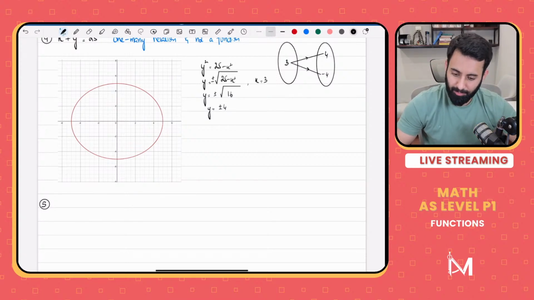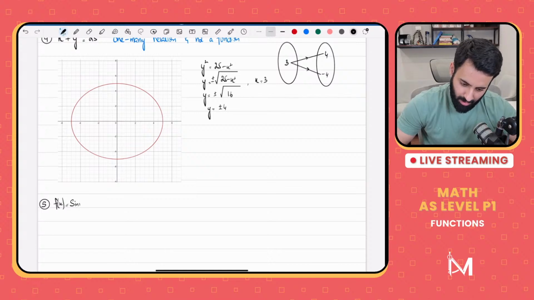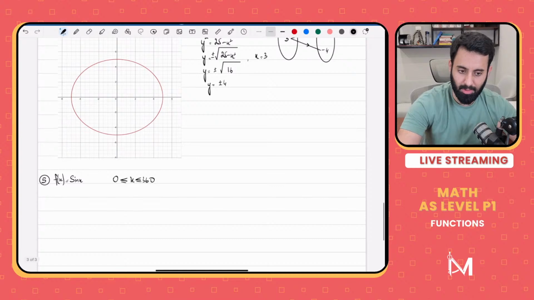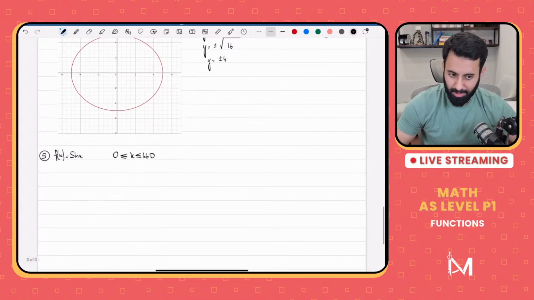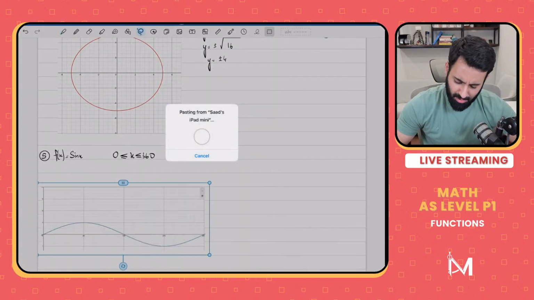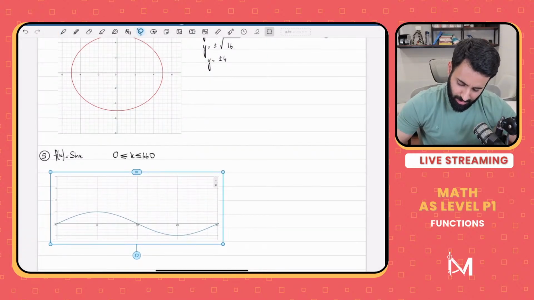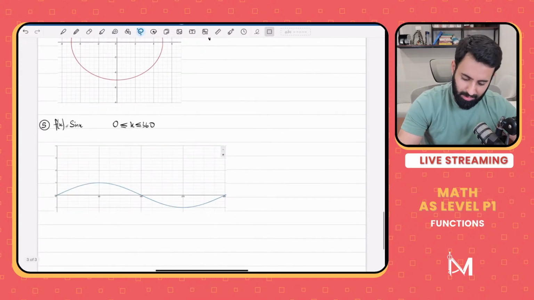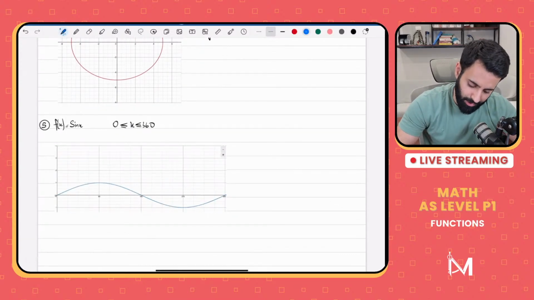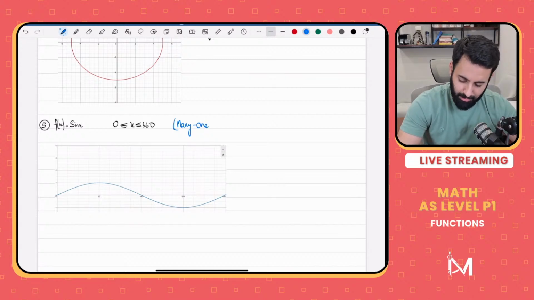Otherwise it won't. So the last example is f of x equals sine x, and let's say this is from 0 to 360. What kind of a function is this? This is also a many to one function. No, I will not do transformation of functions today. There will be a separate stream for that entirely, because it's a separate chapter altogether. Yes, I know it's in functions, but it's a separate chapter altogether. So this is basically the graph of f of x equals sine x, and this is a many to one function.